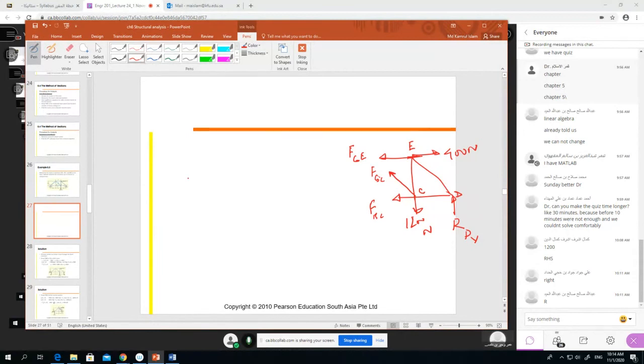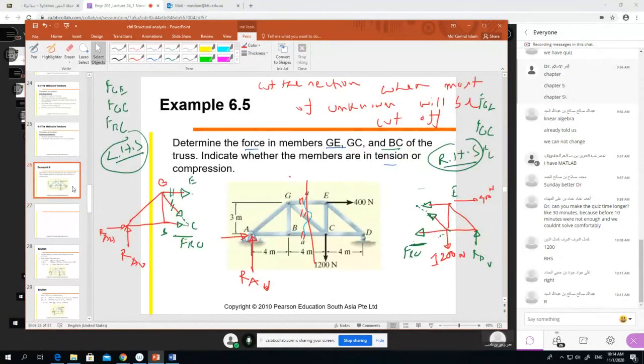Now, first we need to know what is the reaction RdV? What is the reaction for RdV? To find this first, we need to find the reaction. To find the reaction, go back to our original figure here.